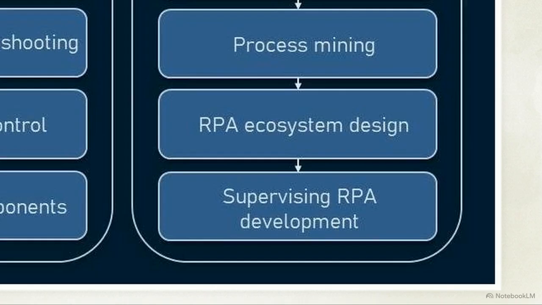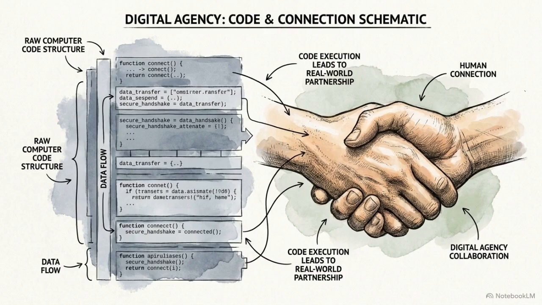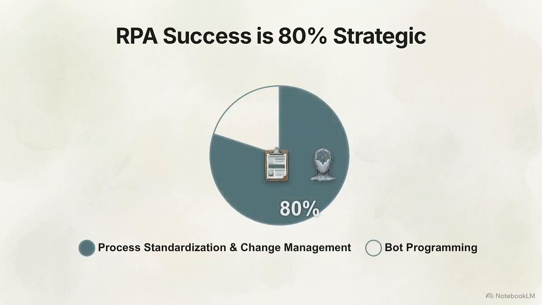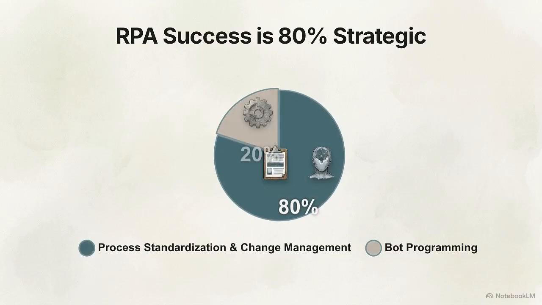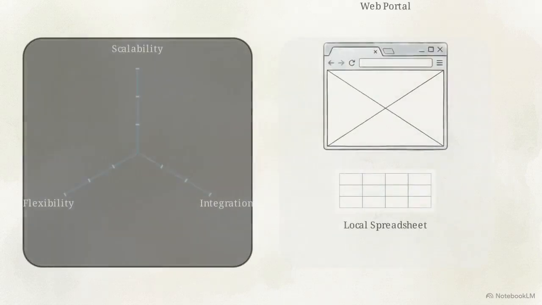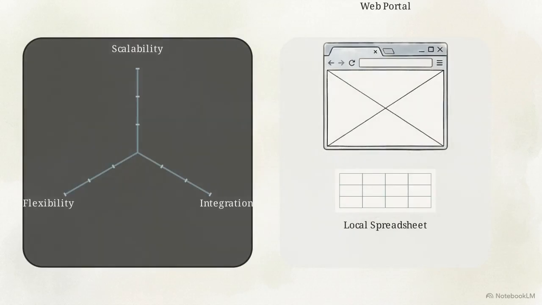The reality of enterprise automation is that success is rarely defined by the software alone. A robust RPA deployment is typically 80% process standardization and change management, and only 20% actual bot programming. To fully grasp RPA's position in the modern tech stack, we have to distinguish it from older tools. A common misconception is that RPA is just a rebranded version of traditional macro-based scripting, like VBA in Excel.